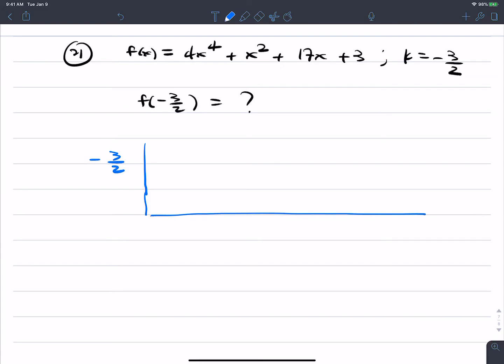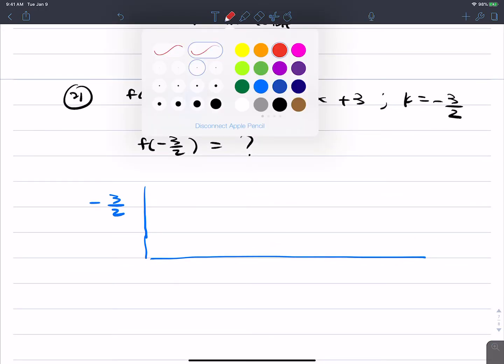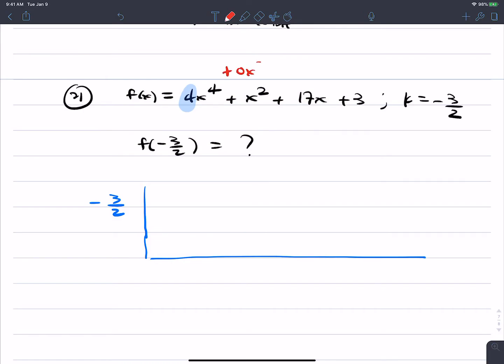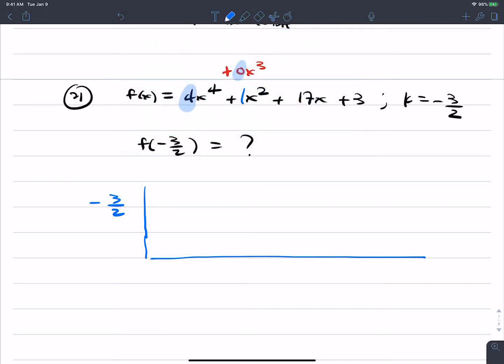So let's bring down our coefficients of the terms, 4. And let's go back a bit. We notice a cube term is missing. So we're going to have to insert 0x cubed. That's my next coefficient. For the x squared term, we put the 1. For the x term, we got positive 17 and a positive 3. So the coefficients will be 4, 0, 1, 17, and 3.